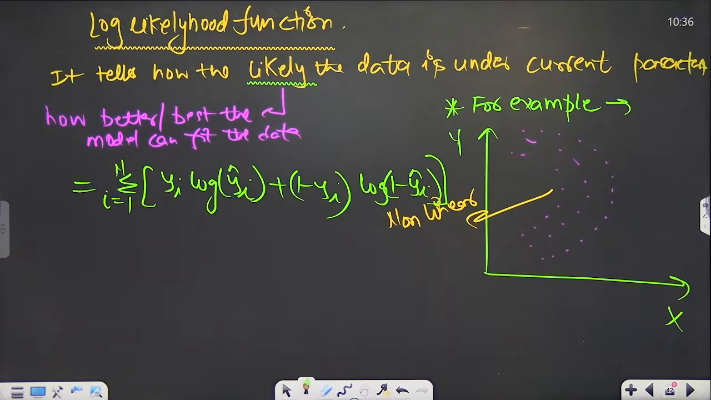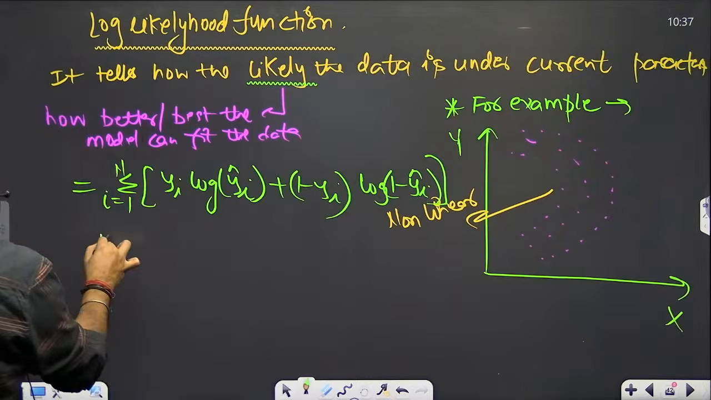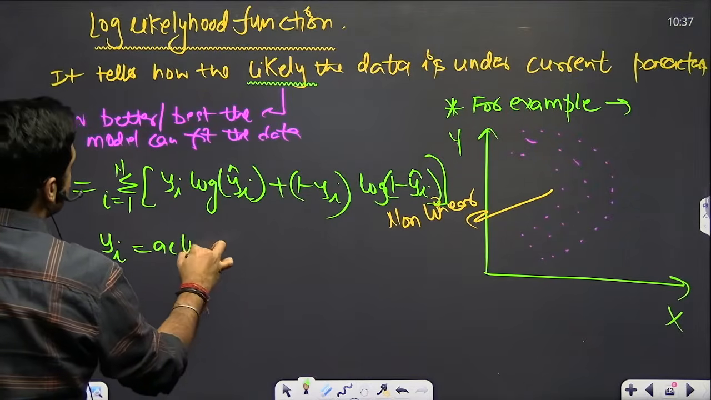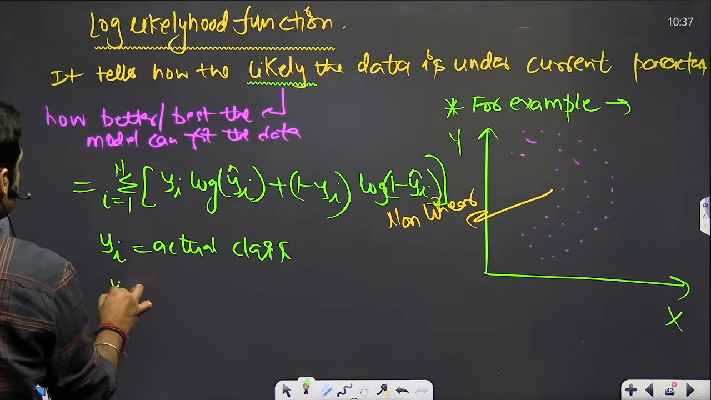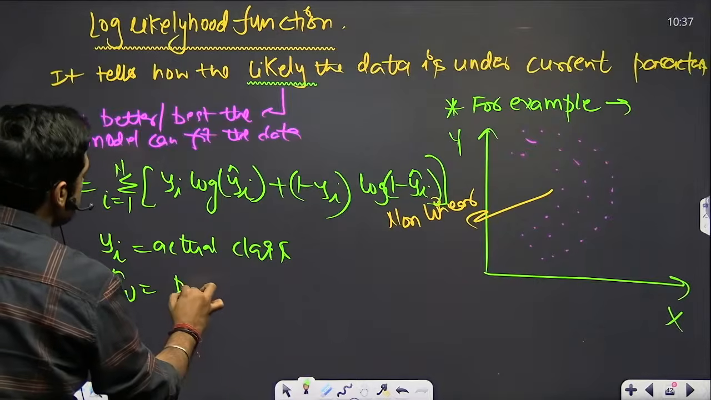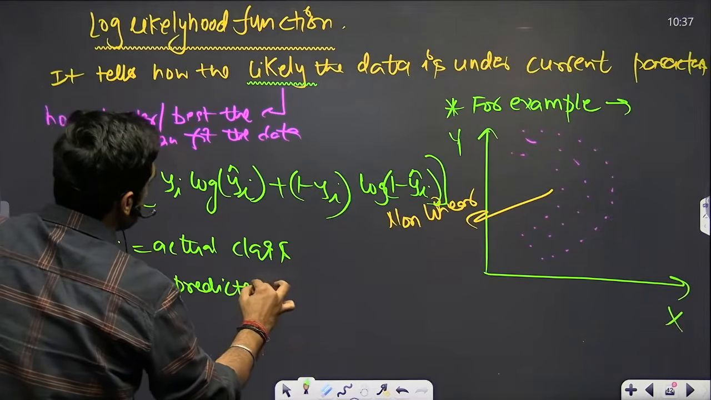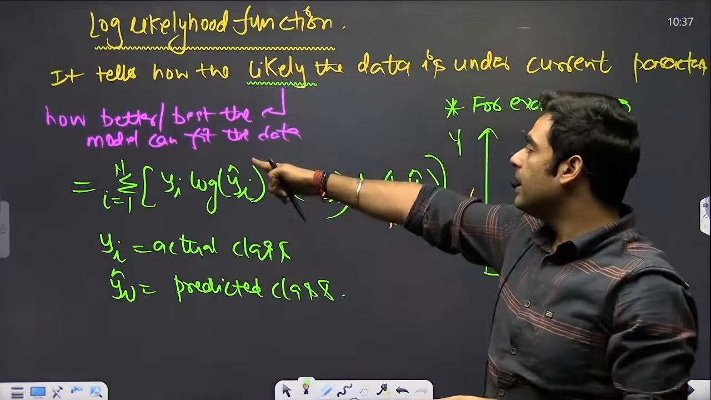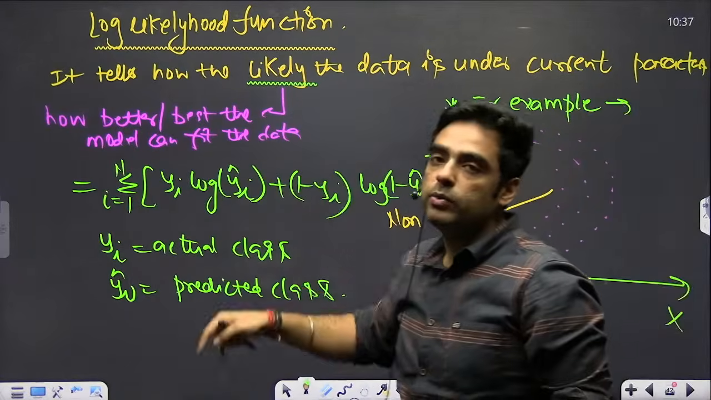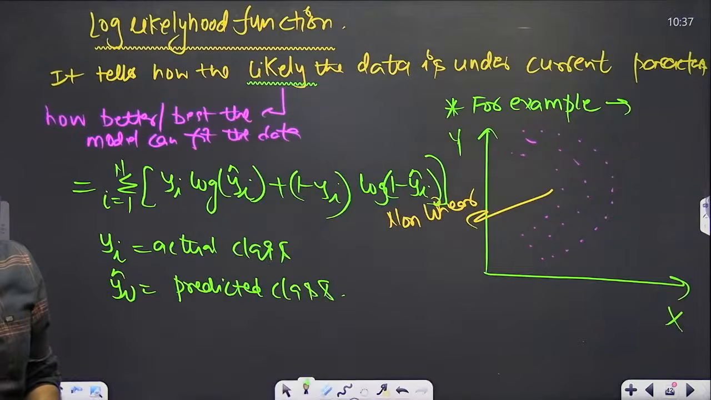I hope you are able to guess what yi and yi hat are. So what is this yi? This yi is the actual class. And what is yi hat? This is the predicted class. So if a question comes to calculate the log likelihood for this data, this is how we need to calculate it.